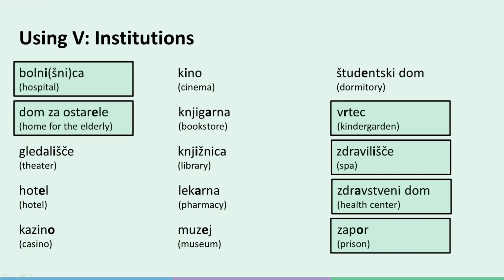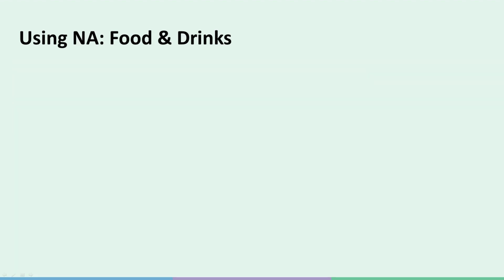So far, we've mentioned using na with abstract concepts and our so-called institutions. Moving on, let's have a look at food and drinks. Whenever you'd like to say to go for plus food or drinks in English, use the verb to go or iti in Slovene together with na. Here is a list of things you can literally go on or na in Slovene, which like we've said is to go for in English.